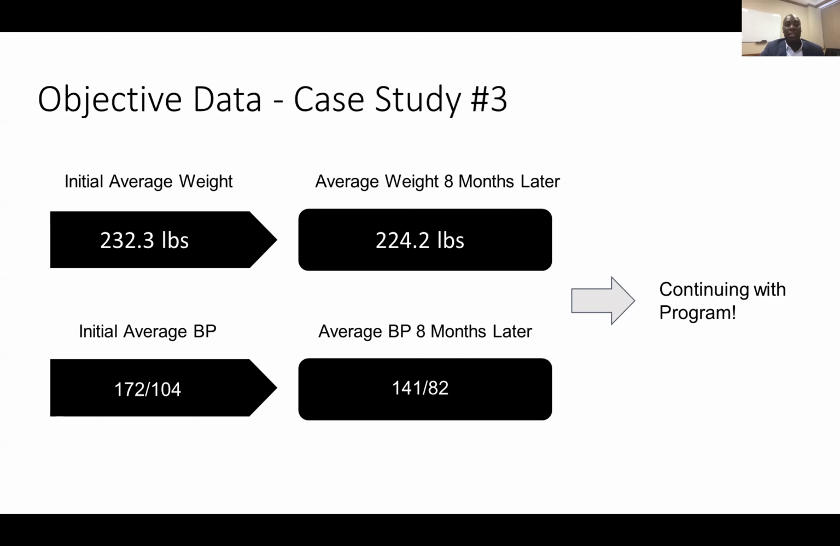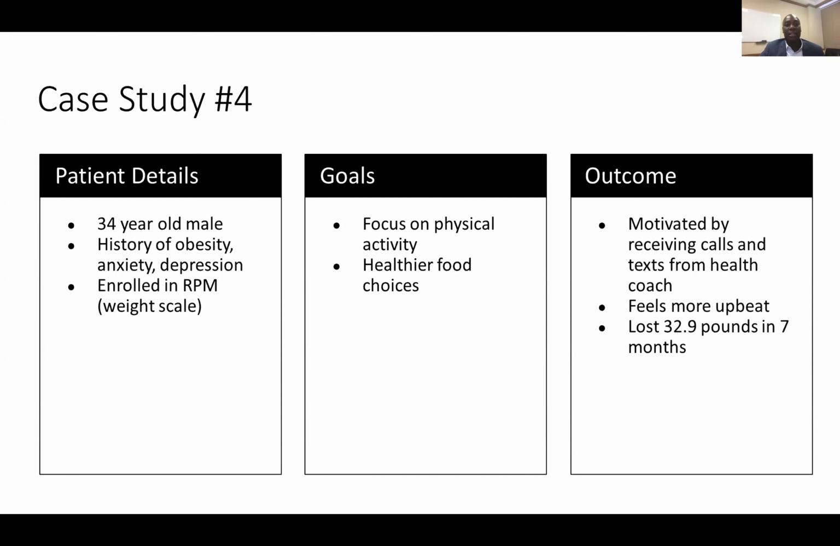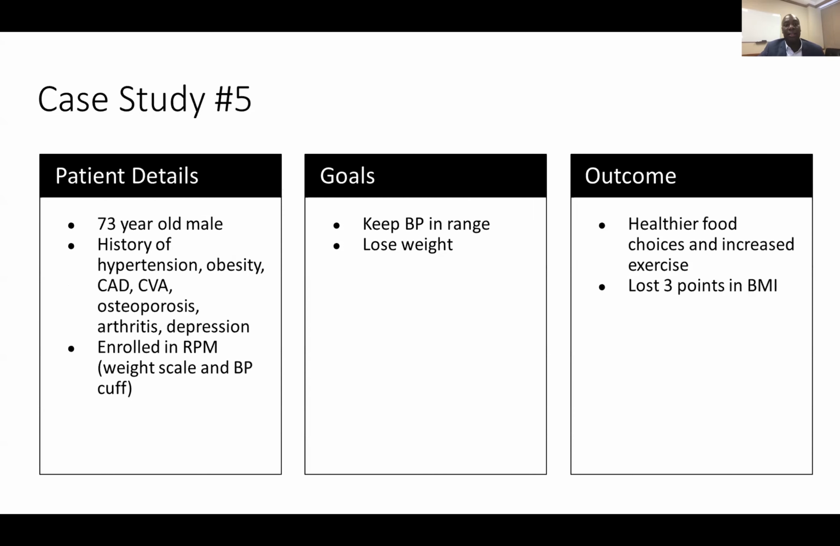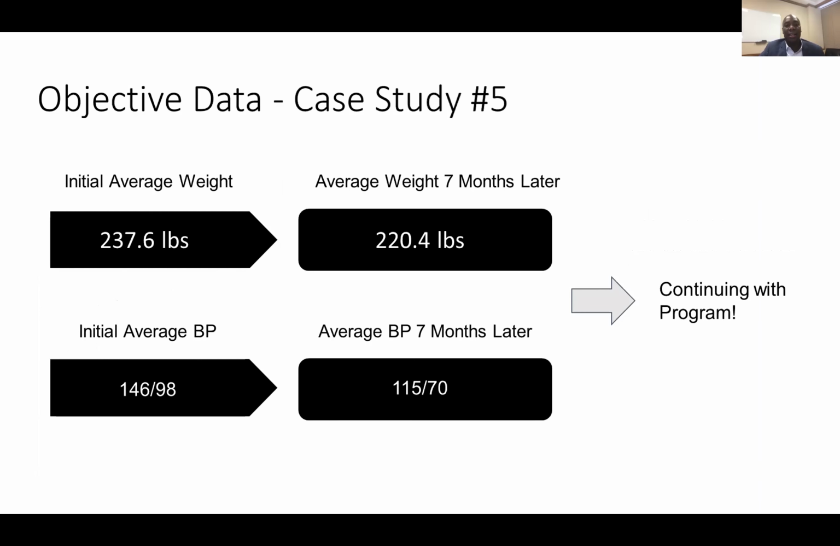And then if you want to go to the slide, case study number 5, last slide there. Again, a 73-year-old male, history of hypertension, enrolled in RPM. Their goals were to keep their blood pressure readings in range, lose weight. And this patient lost 3 points in BMI. If you go to the next slide, a significant improvement in their average blood pressure and weight over a 7-month time frame. So, this is really the value of these programs.